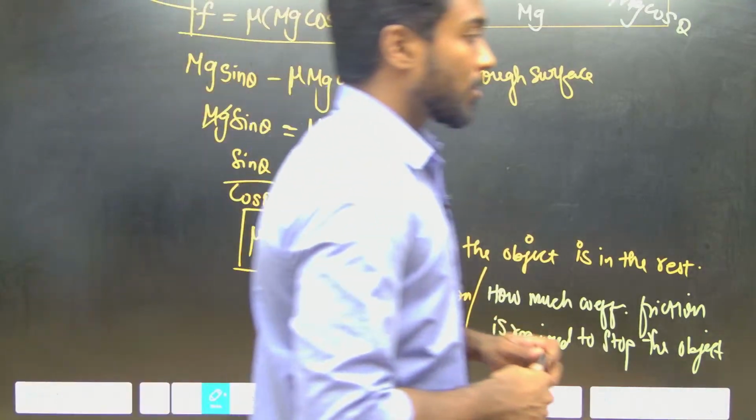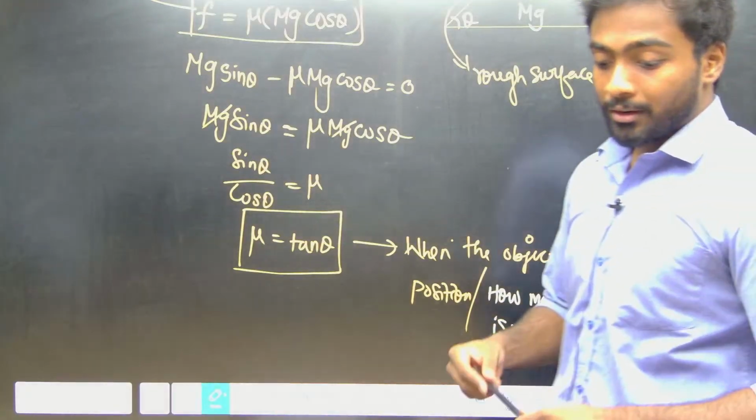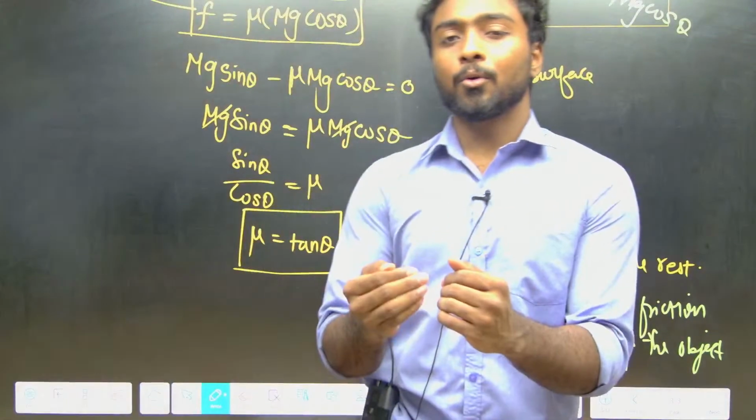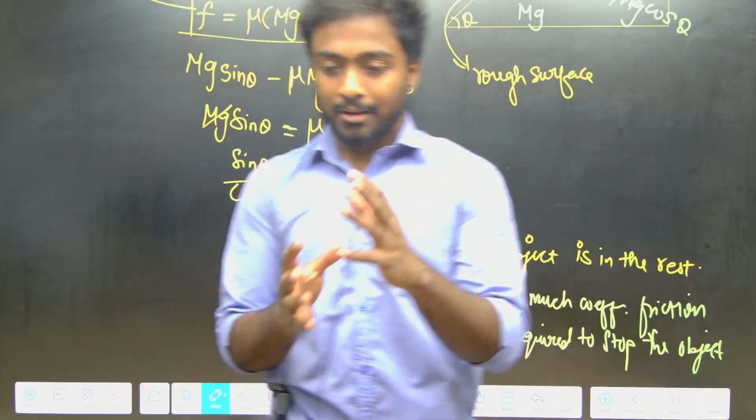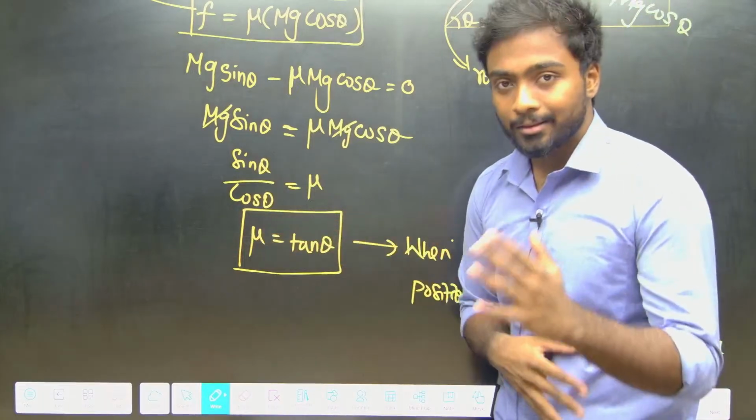So I hope it's clear, right? We have talked about some friction problems. So in the next class we will talk about a little more complicated problem. Not complicated, meaning more steps will be involved. How to reduce that, we will see in the upcoming sessions.